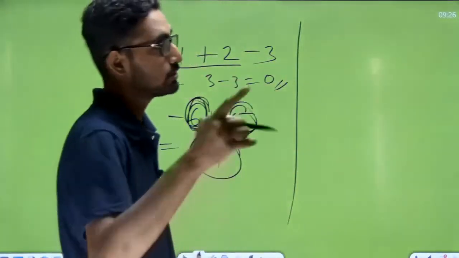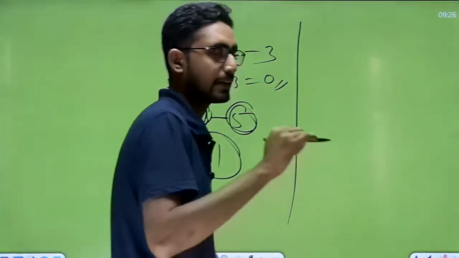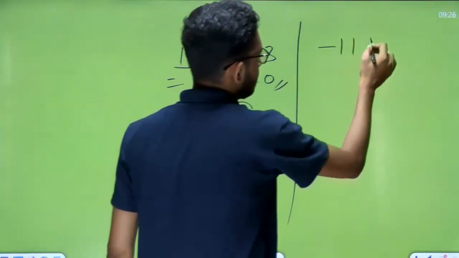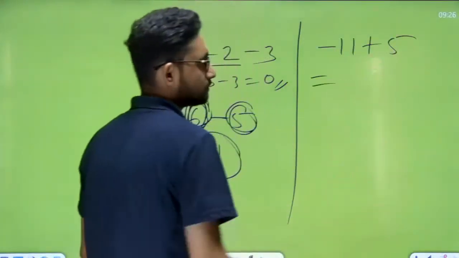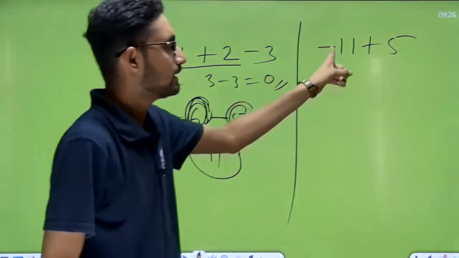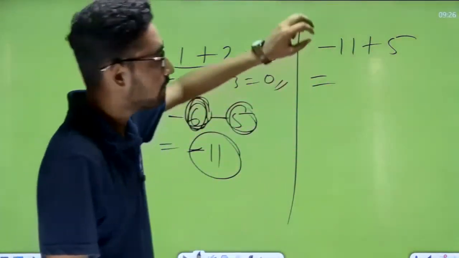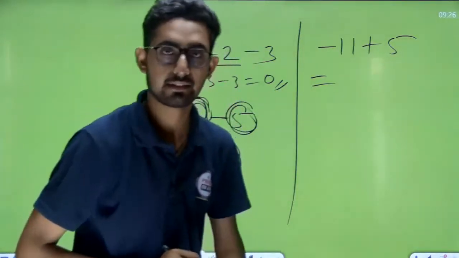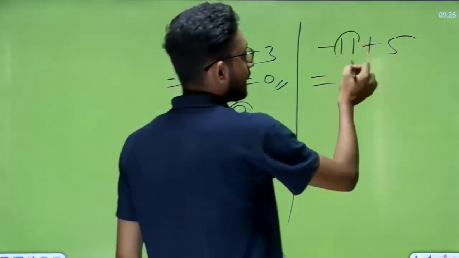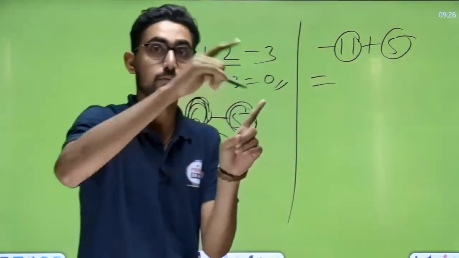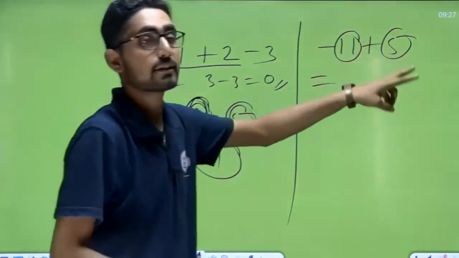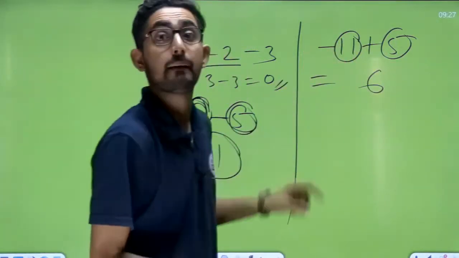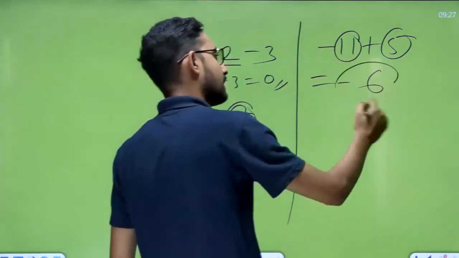Let's see, who will be able to give me the answer fast? Let me tell you one more question, after that I will ask. Okay. Suppose minus 11 plus 5 is there. Minus 11 plus 5. So first of all, minus plus what? Minus plus minus is there. Correct? Okay. Now 11 minus 5, from the bigger number subtract the smaller number. 11 minus 5, 6. And before the bigger number we put the sign minus.